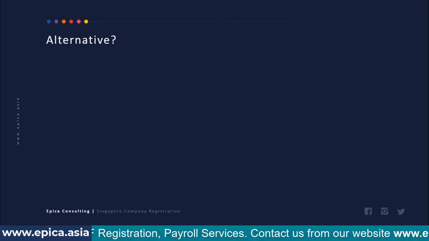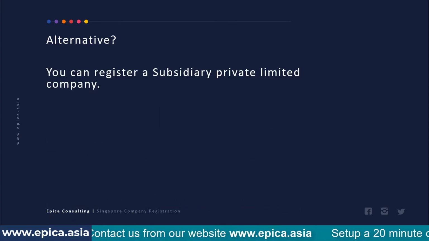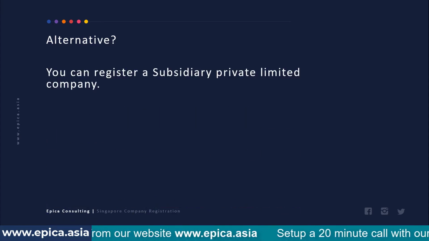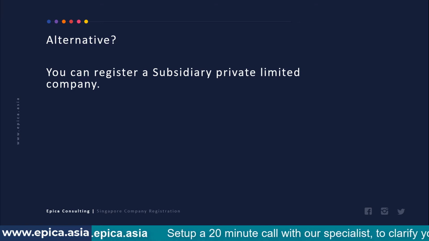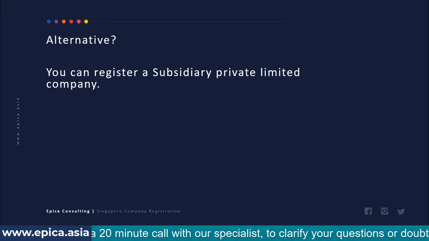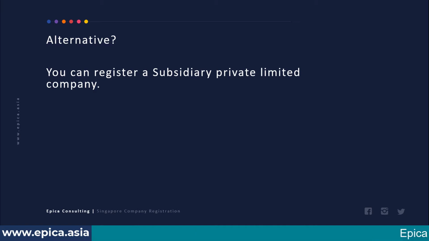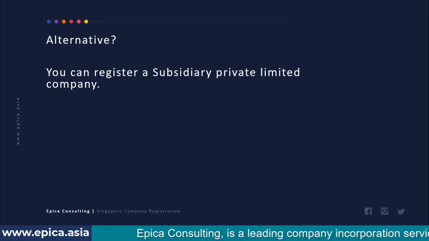So, what is the alternative to a branch office? I mean, if somebody does not want to register a branch, what alternative do they have? As I have already spoken, you can register a subsidiary private limited company. In this case, it will not be an extension of your foreign entity into Singapore. Instead, it will be a separate legal entity registered in Singapore, which is 100% owned by your foreign entity. In this case, the liabilities of the local entity remain restricted to the local entity only.